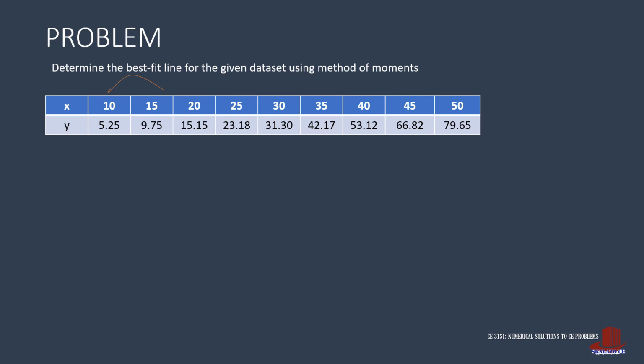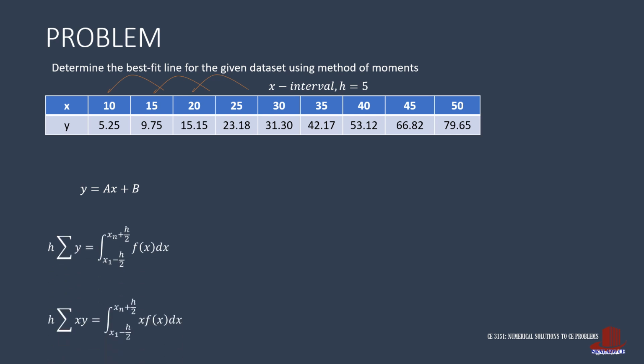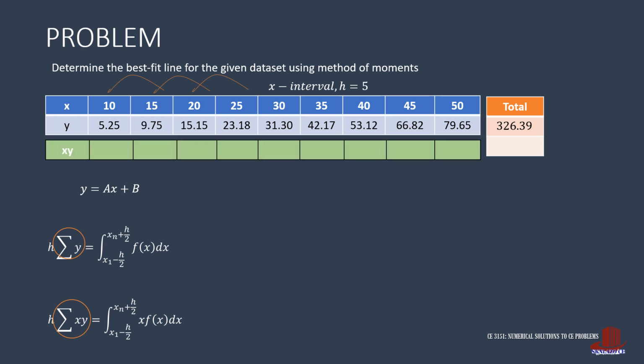The initial step is to check the x interval. From the dataset provided, the jump shows 5, so h is 5. Again, we are to look for the best fit line and therefore use the first two moments. The first one needs summation of y, which we can readily compute from the data points provided. The total y in this set is 326.39.